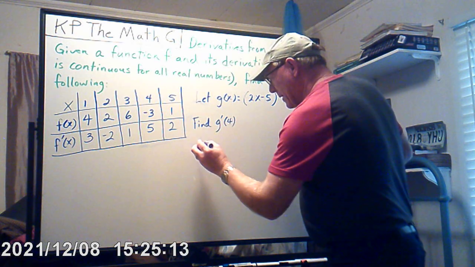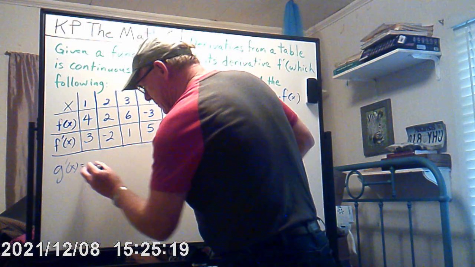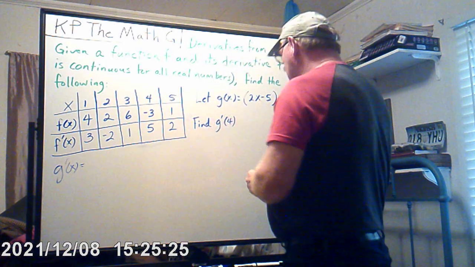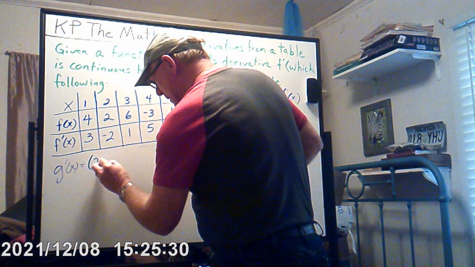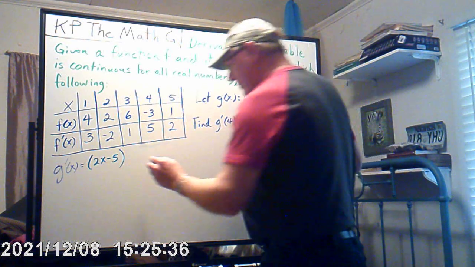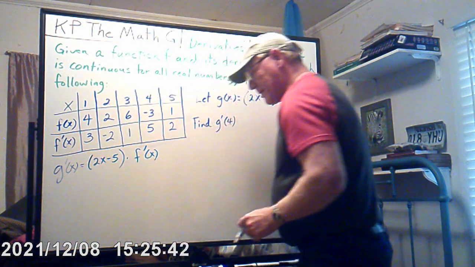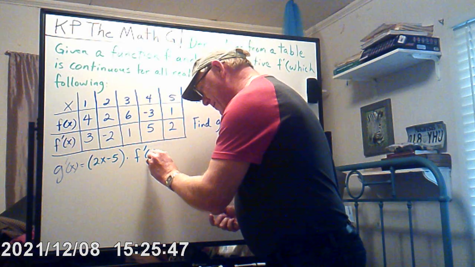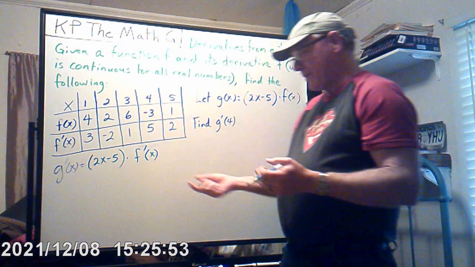So g prime at x is equal to, let's just rewrite the first one. So 2x minus 5, times the derivative of f. We'll just say f prime at x. We don't have a particular function of f, so we just say f prime.